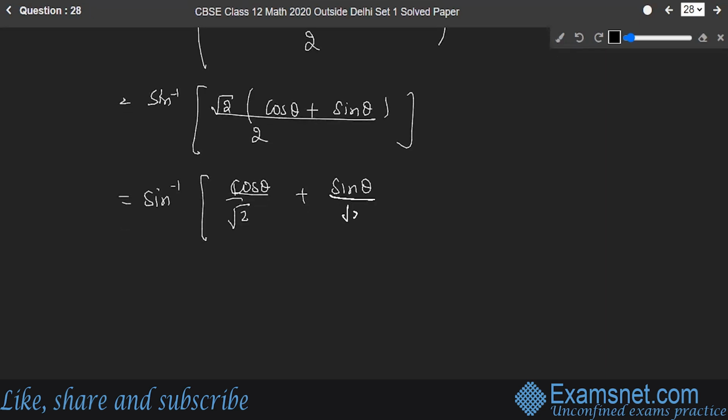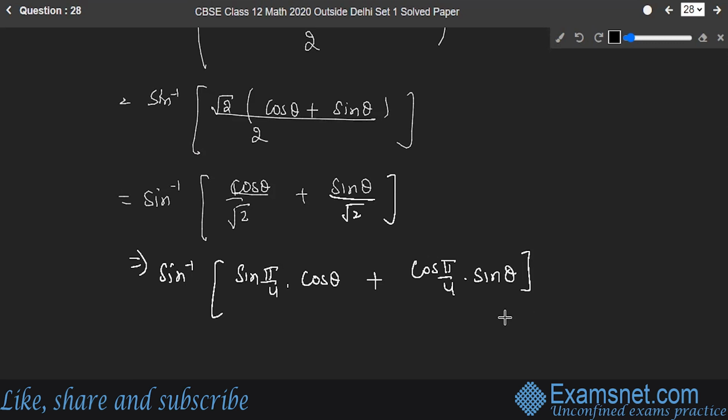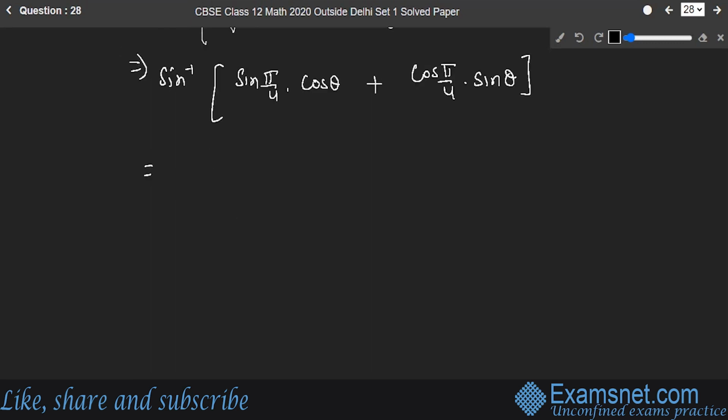Right? And you know 1 by root 2 is the value for sine pi by 4. So I can write it as sine pi by 4 into cos theta. And 1 by root 2 is also the value for cos pi by 4. So I can write it as cos pi by 4 into sine theta. This is the formula for sine A plus B. So this is sine inverse sine A plus B, which is equal to pi by 4 plus theta.